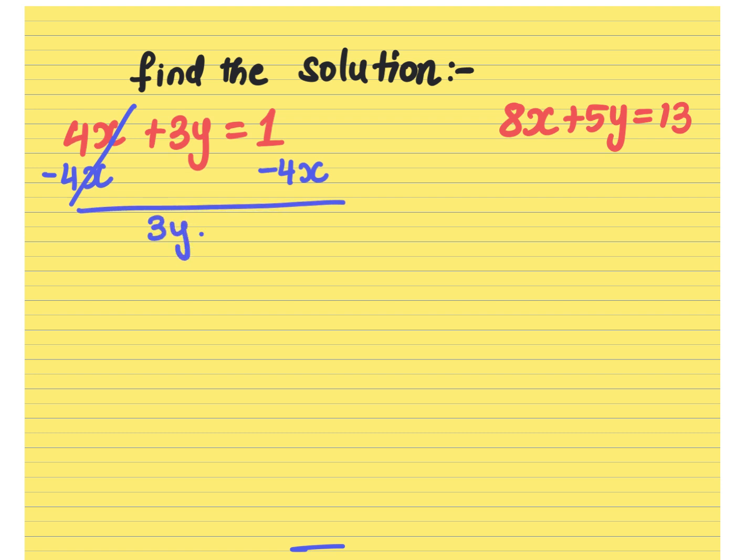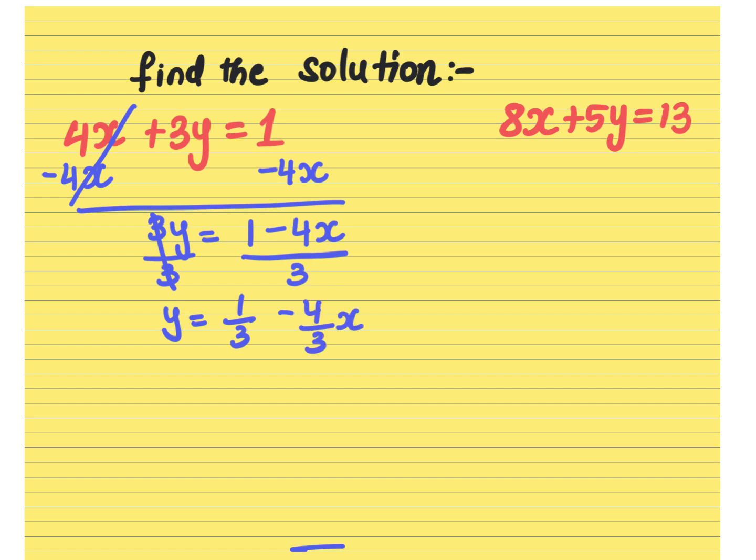So you write 3y is equal to 1 minus 4x. 1 is just a number, minus 4x is a variable, so they both stay. Now I still have a 3 with the y, so I need to divide everything by 3. 3 and 3 cancel and y is left out. So in general, sometimes you can also write this differently, so both of them are correct.